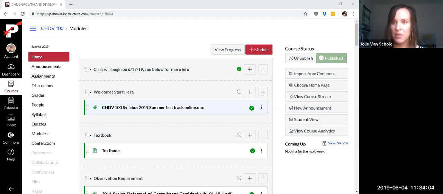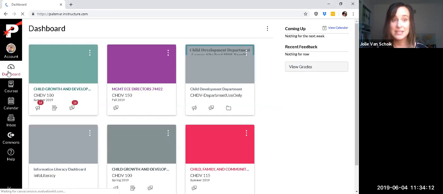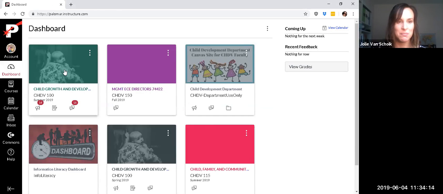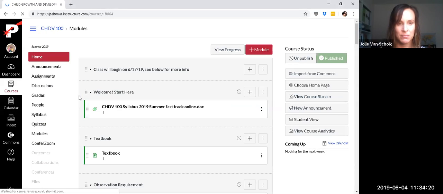What I'm going to do is share my screen with Canvas so I can show you how the class is laid out. All right, so here is the Canvas course. If you are on your dashboard, you will see our class. I try to make it as easy as possible. There is a baby right there, and that's Child Development 100 for the summer for our 8-week class.